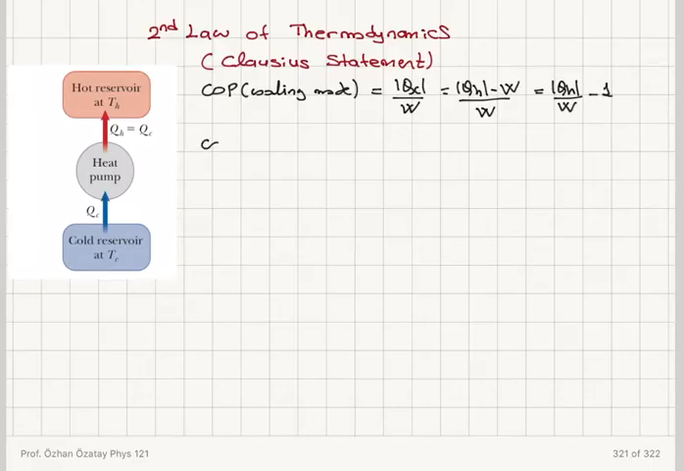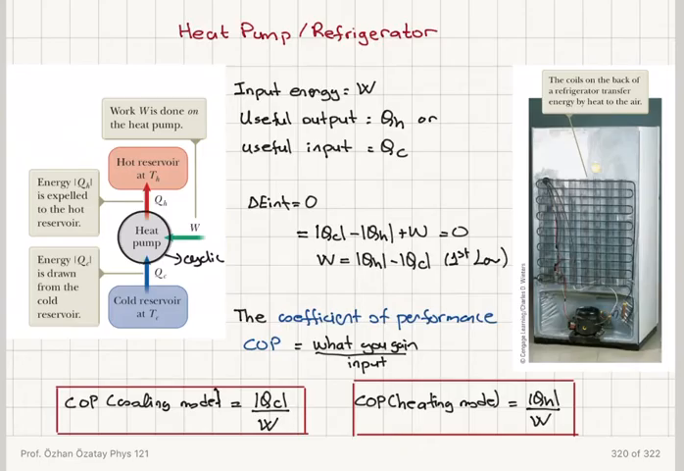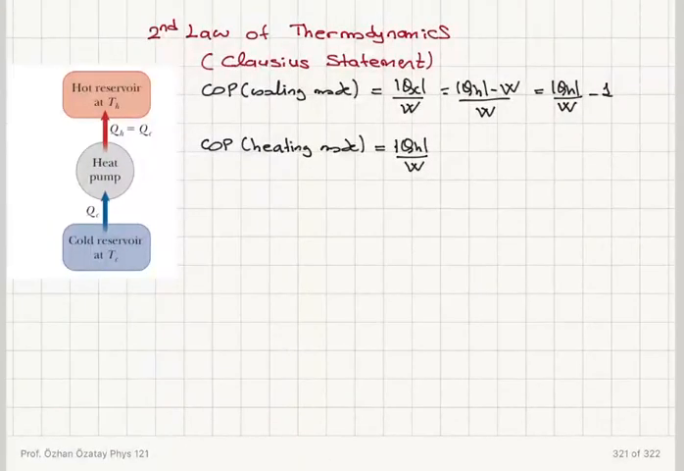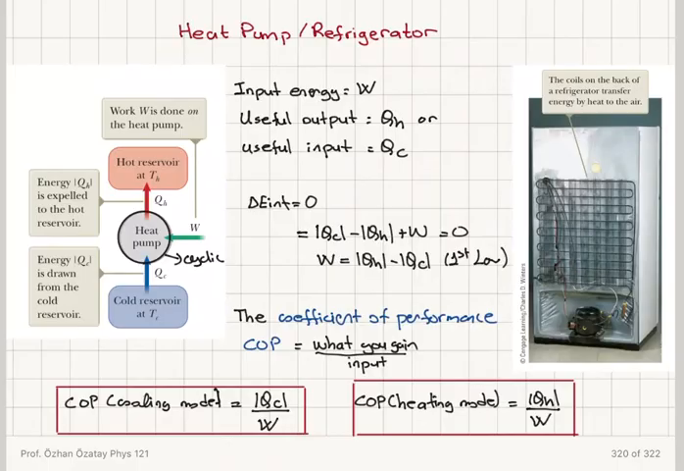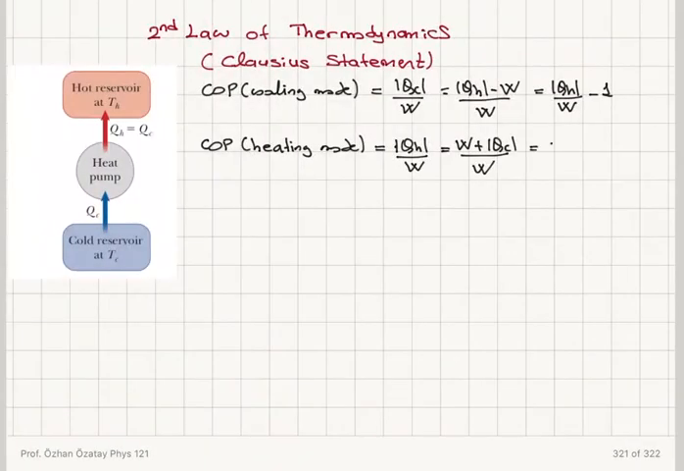And for coefficient of performance in heating mode, I would like to have QH divided by W, and this is going to be equal to W plus QC divided by W, and this will be equal to 1 plus QC over W.